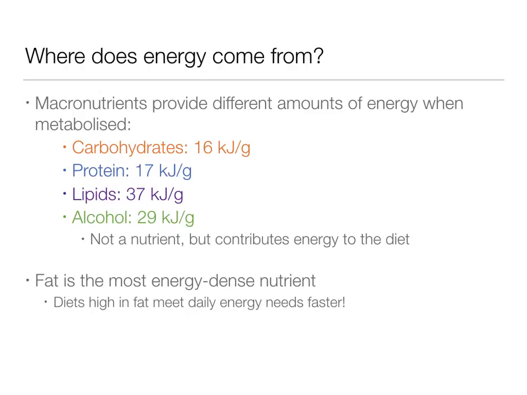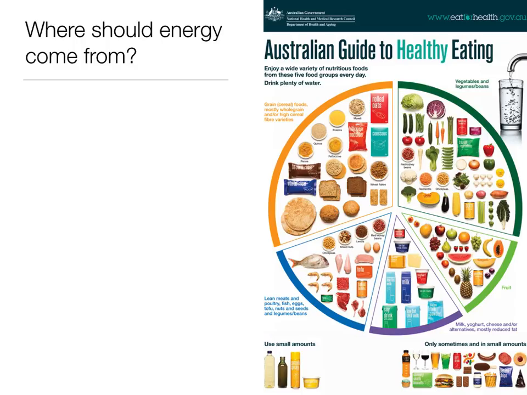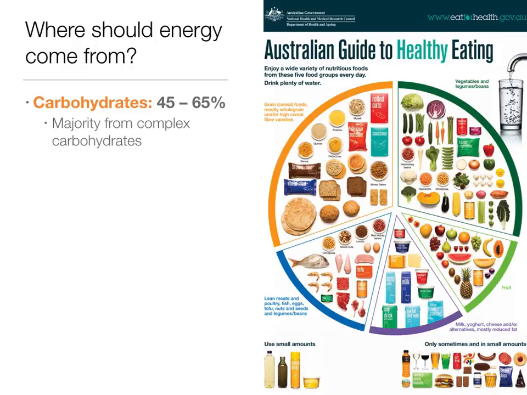So with this in mind, where should our energy come from? The Australian Guide to Healthy Eating and the Australian Dietary Guidelines recommend that carbohydrates make up the bulk of the diet at 45 to 65% of all energy consumed. This is reflected in the Australian Guide to Healthy Eating shown, where the grains food group and the vegetables and fruit groups make up the vast majority of the food in the pie chart.